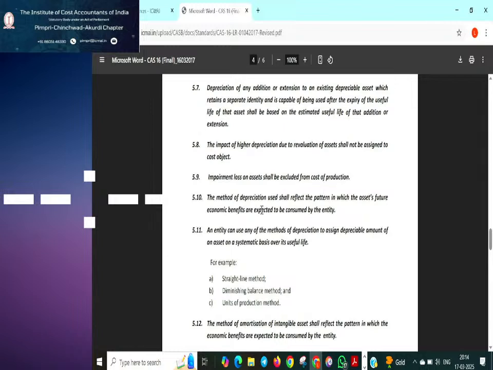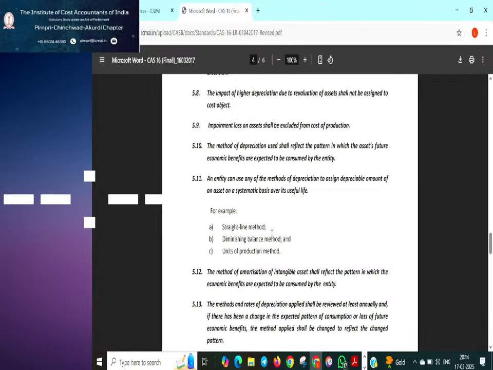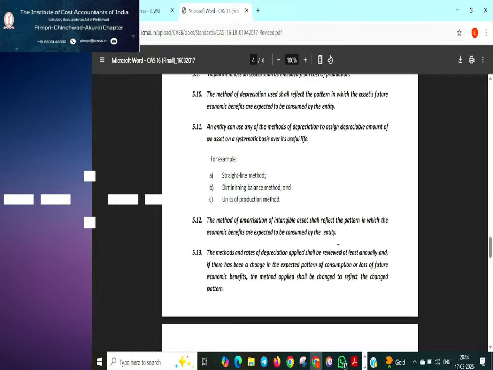Okay, the method of depreciation should be used to reflect the pattern in which the asset's future economic benefits are consumed. So you have different examples based on which the method is used: straight line, diminishing balance, unit of production method. This needs to be disclosed in the cost accounting policy itself. Okay, what is the depreciation method that has been used? And the depreciation method should not be frequently changed. Okay, that is very important. If it is changed, then it needs to be disclosed.